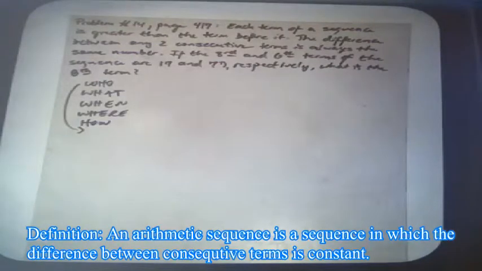Then we're also told that the difference between any two consecutive terms is always the same number. All right, so that's important because what it means we're dealing with here is a type of sequence called an arithmetic sequence that has a common difference between terms. So that's going to help us to set this thing up.